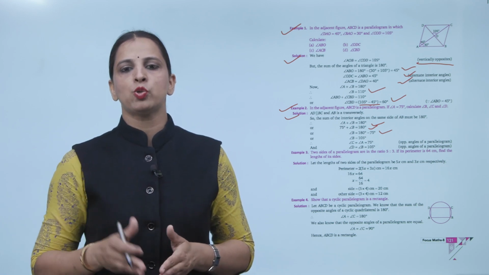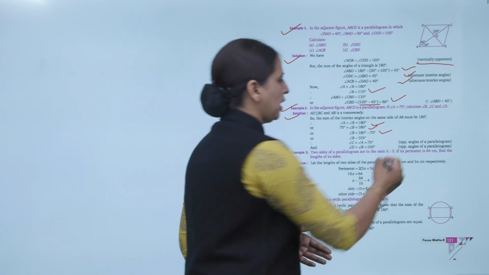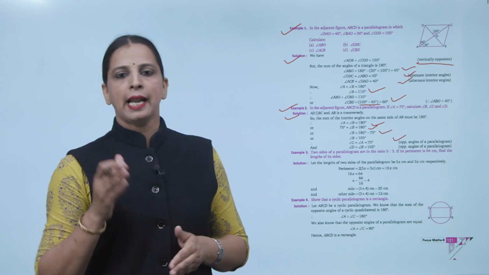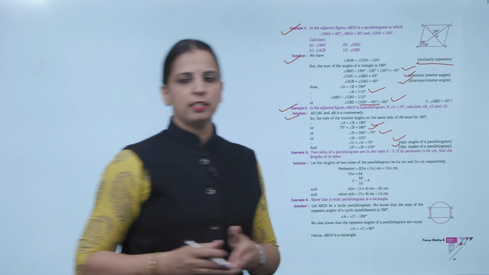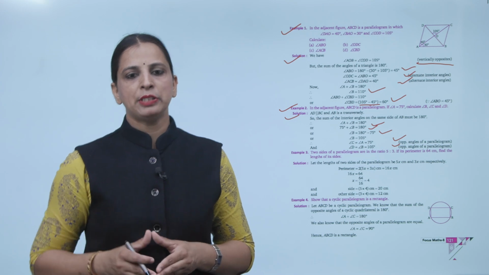So, angle C is equal to angle A, that is 75 degrees, opposite angles of a parallelogram, and angle D is equal to angle B, that is equal to 105 degrees, opposite angles of a parallelogram. Example 3.